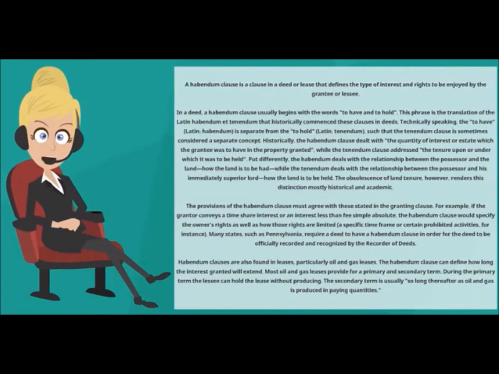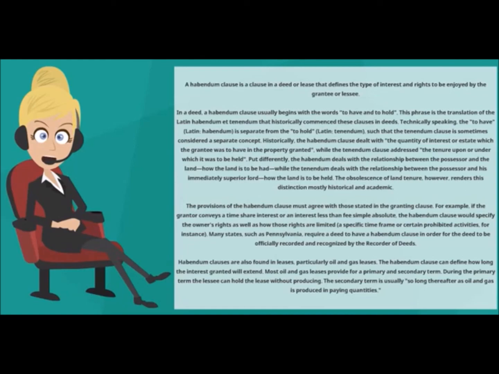A habendum clause is a clause in a deed or lease that defines the type of interest and rights to be enjoyed by the grantee or lessee. In a deed, a habendum clause usually begins with the words "to have and to hold." This phrase is the translation of the Latin habendum et tenendum that historically commenced these clauses in deeds. Technically speaking, the "to have," Latin habendum, is separate from the "to hold," Latin tenendum, such that the tenendum clause is sometimes considered a separate concept.